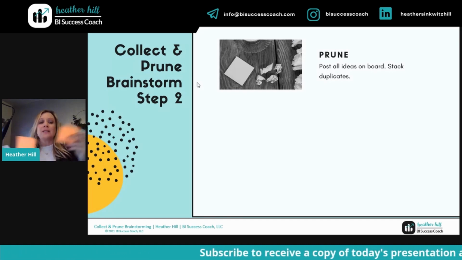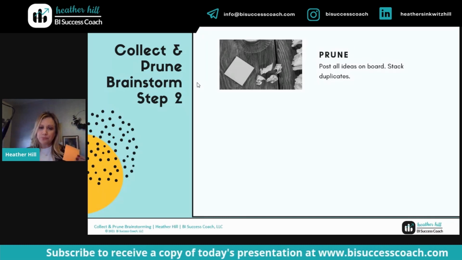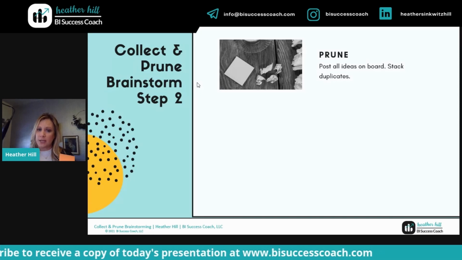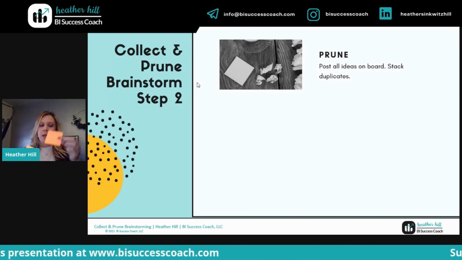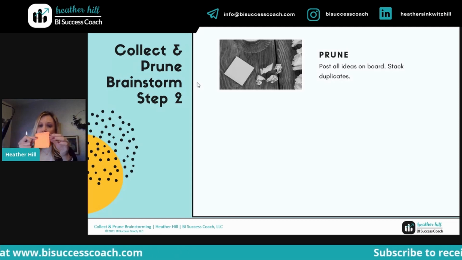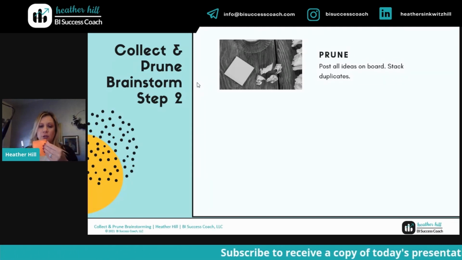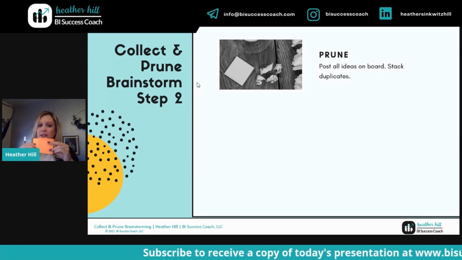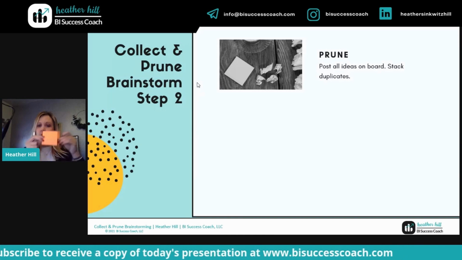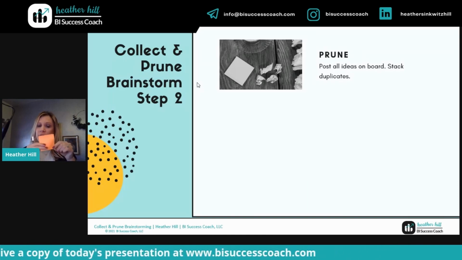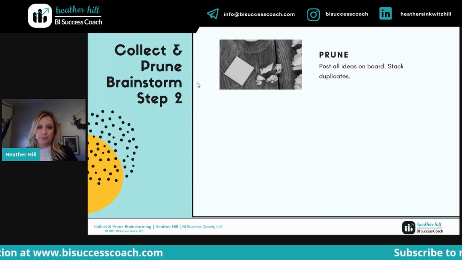So what you're going to do is collect them all together. And now we're going to start the pruning process. With the pruning process, we're not getting rid of any ideas. All ideas are valid. But if you have duplicate ideas, you just stack them one on top of another. So stack the duplicates. If there's something that's similar but different, that's okay. Keep them separate, but stack the duplicates. That way, at the end of the pruning phase, we'll have a distinct set of ideas all over the board.